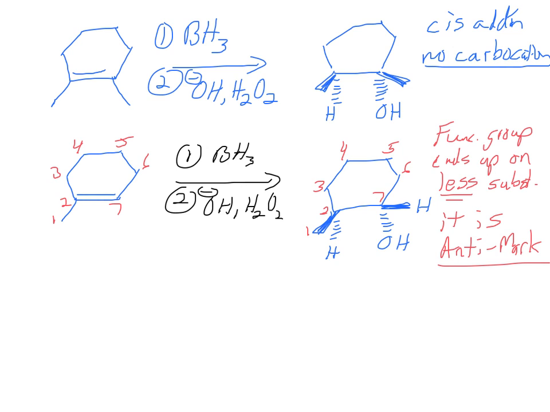So all we're looking at is an end product. If the functional group ends up on the less substituted thing, it's anti-Markovnikov. If it ends up on the more substituted thing, what is it then? Then it's Markovnikov. But all this has to do with is the products.